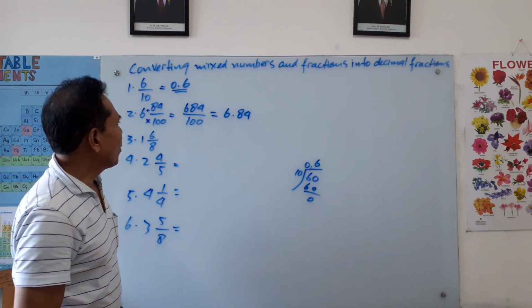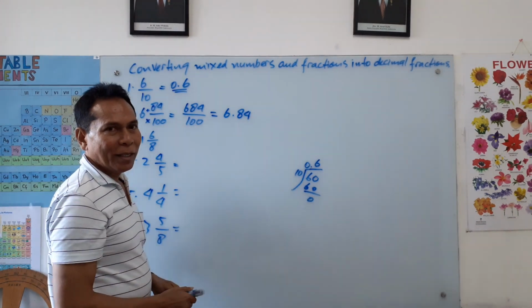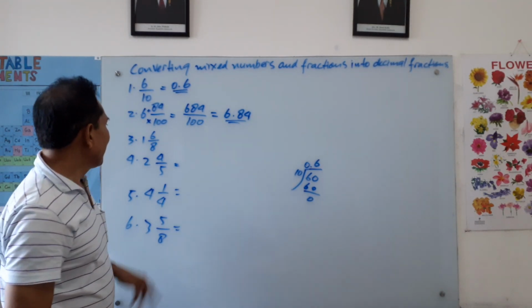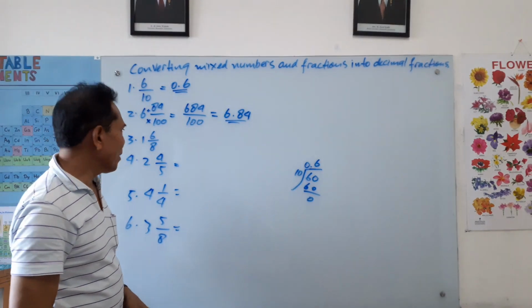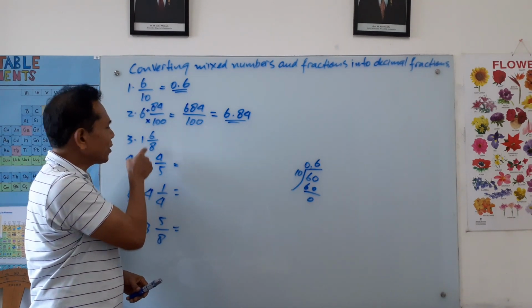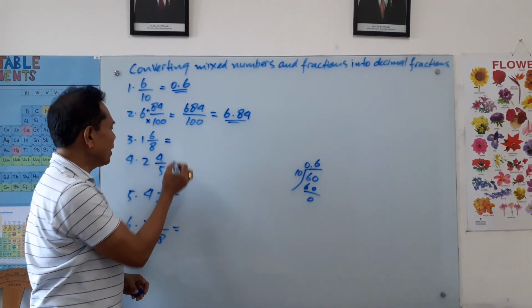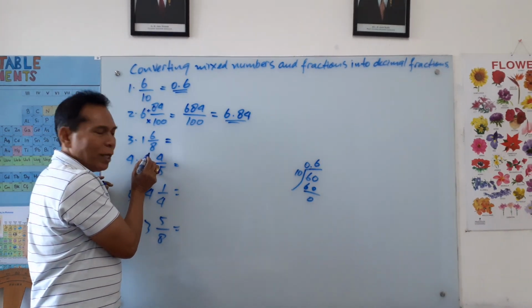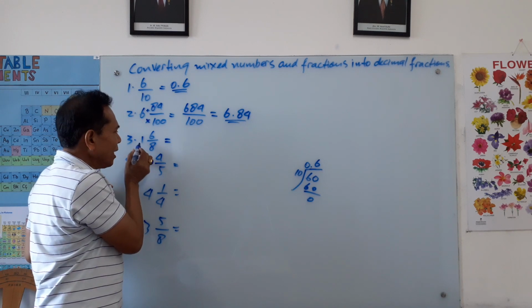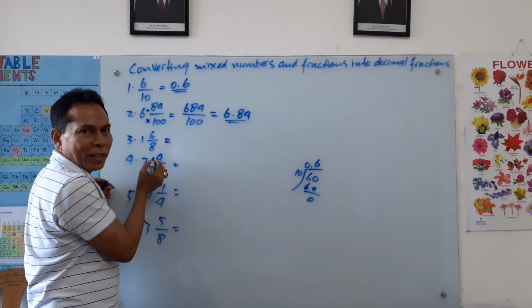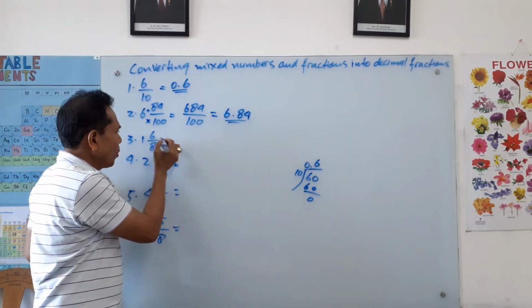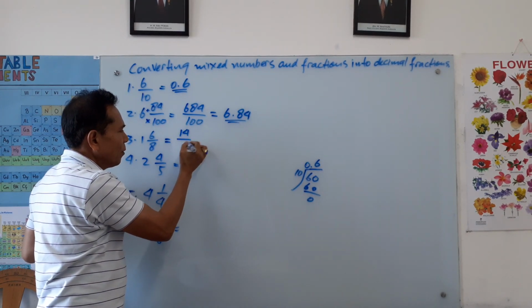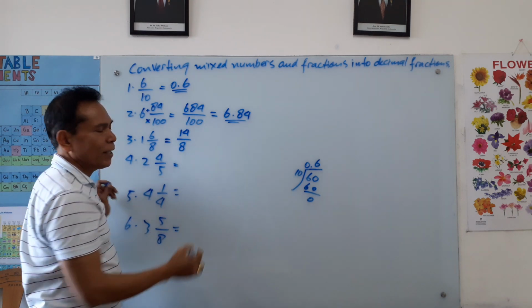Okay. So that's your decimal answer for this one, 684 over 100. Now we go to number 3. Number 3, 1 and 6 over 8. Same as this number. We take this denominator 8, we multiply with 1. So 8 times 1 plus 6. 8 times 1 is 8. 8 plus 6 is 14. So you have 14 over 8.